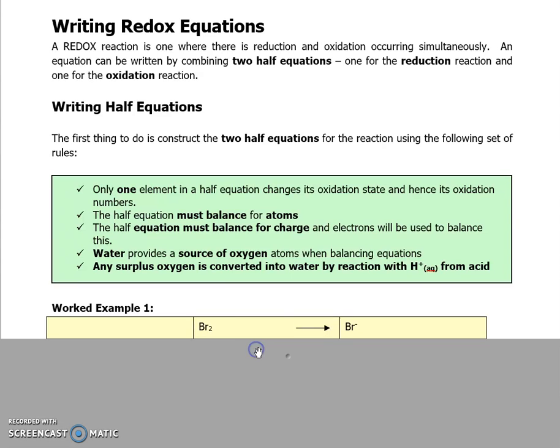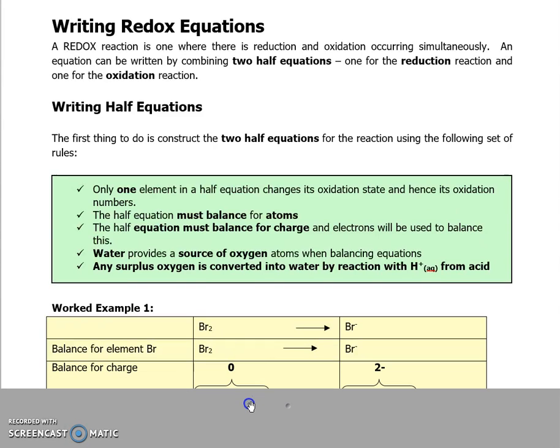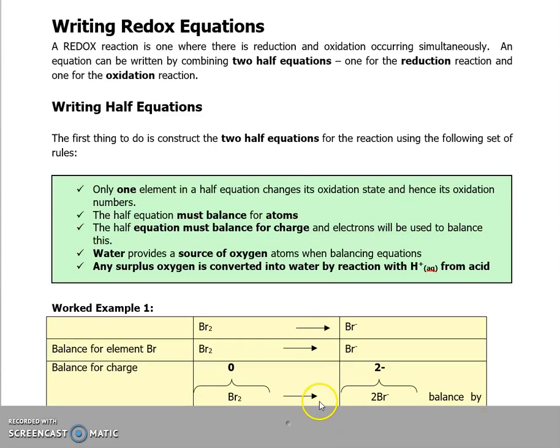Okay, so let's have a look at this first example. We're trying to write the half equation showing bromine being converted into bromide ions. The first thing we must do is balance for atoms. So we're going to balance for bromine by multiplying by 2 here. So now we've got two bromines on the left hand side, 2 bromines on the right hand side.